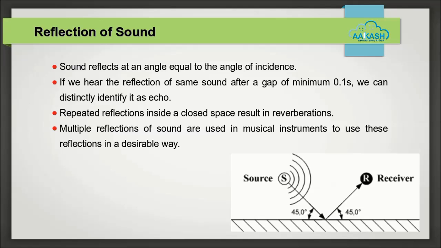But sometimes, due to the presence of walls and ceilings, the multiple reflections take place and produce multiple echoes from various directions. These echoes are called reverberations. Depending on the type of sounds being reflected, it can be pleasing or irritating. Some musical instruments use multiple reflections of sound to generate quality sound which is pleasing to hear.